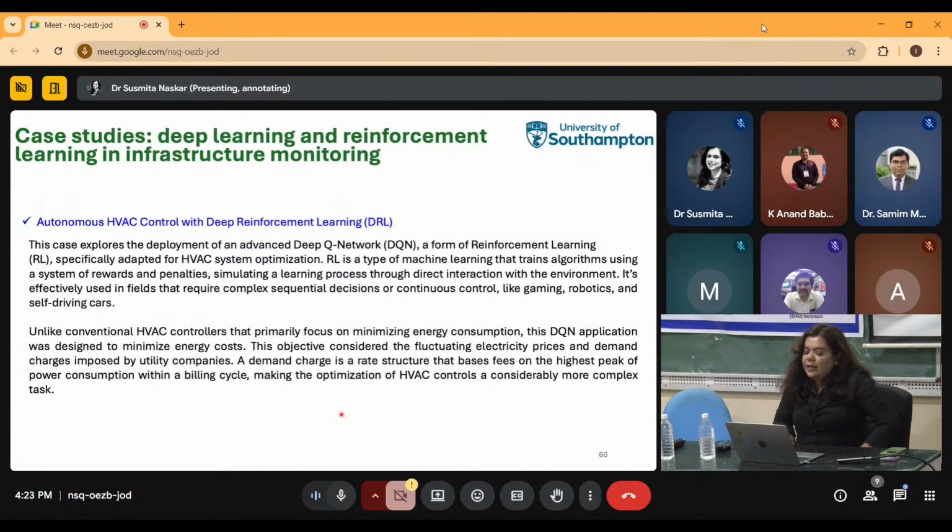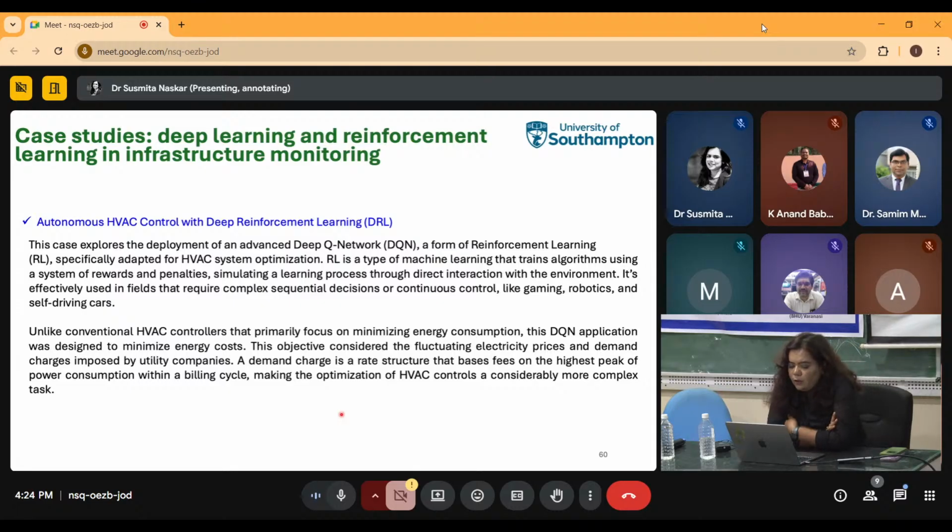Now let's look into another case study, autonomous HVAC control using reinforcement learning, specifically an advanced deep Q network, or DQN. Reinforcement learning, as you know, trains an algorithm to make decisions by interacting with the environment, right? It receives rewards and penalties, and this approach allows the system to learn optimal strategies over time, which makes it well suited for complex dynamic cases like HVAC optimization.